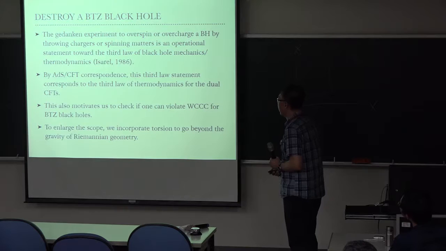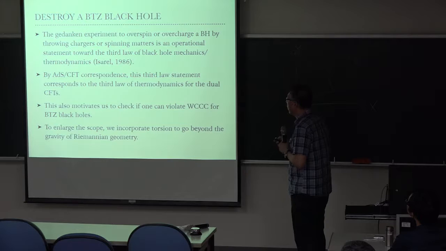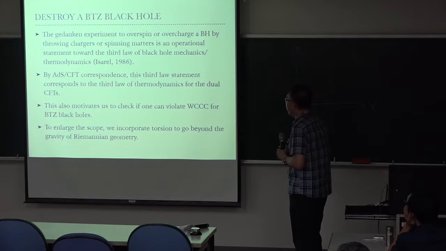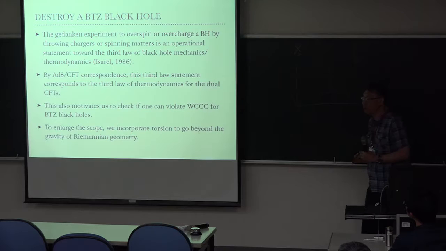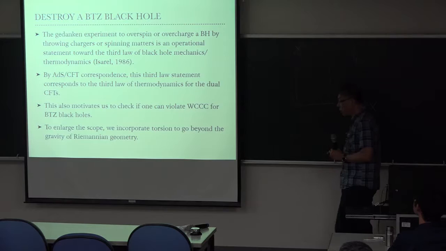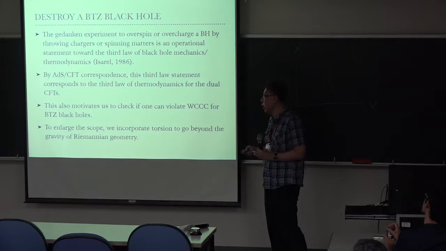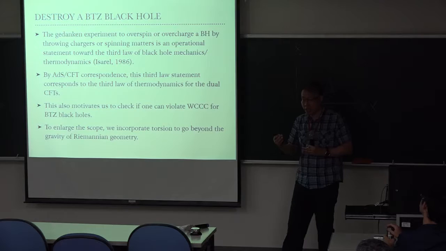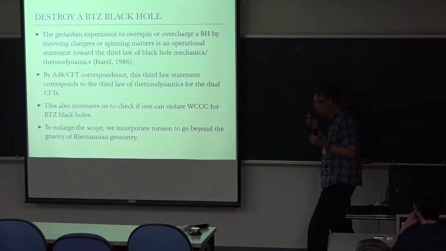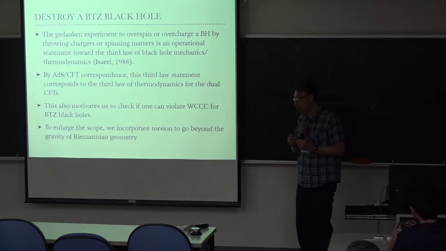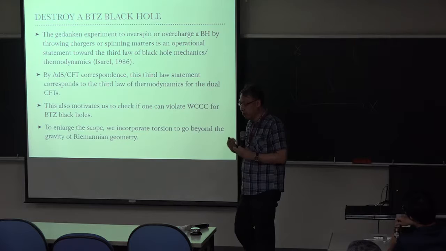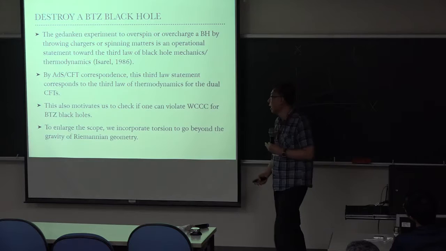And another motivation is like this. The Gedanken experiment to overspin or overcharge the black hole is actually an operational statement toward the theory of black hole mechanics or black hole thermodynamics. And this is Israel's argument in 1986. This is easy to understand because if I can overspin or overcharge, then I should pass the extreme black hole regime. And the extreme black hole actually corresponds to zero temperature. Okay, so in some sense, if we can really overspin the sub-extreme black hole to become a super-extreme one, then in the middle, I am going to reach the extreme black hole. Then from a black hole thermodynamic point of view, I approach the zero temperature regime. Okay, and the third law of thermodynamics tells you that you are not allowed to do that.